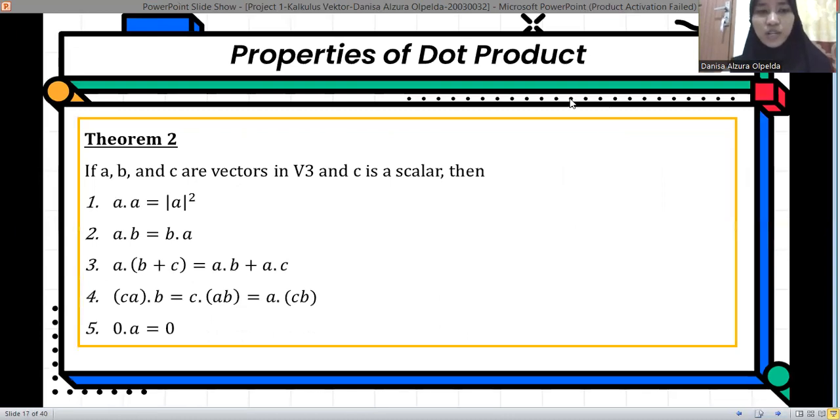Properties of the dot product. Theorem 2. If A, B, and C are vectors in V3 and c is a scalar, then first, A dot A is equal to |A| squared. A dot B is equal to B dot A. A dot (B plus C) is equal to A dot B plus A dot C. (cA) dot B is equal to c times (A dot B), or A dot (cB). And 0 dot A is equal to 0.